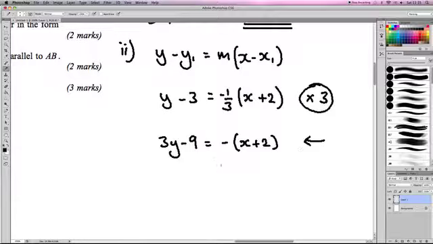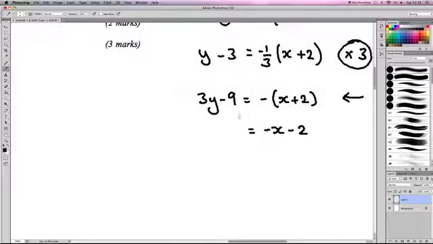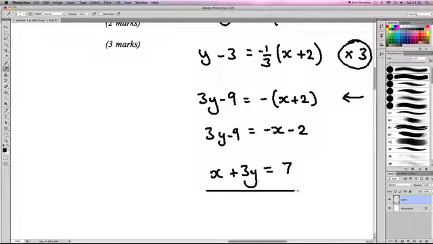Expand that bracket out, so you get minus x minus 2. You end up with 3y minus 9 here. Just move everything over. So if you move the x over, it becomes positive, plus 3y. Move the 9 over, so it's going to be plus 9 to both sides. If I plus 9 to both sides, I'm going to get 7. So that there would be my answer.